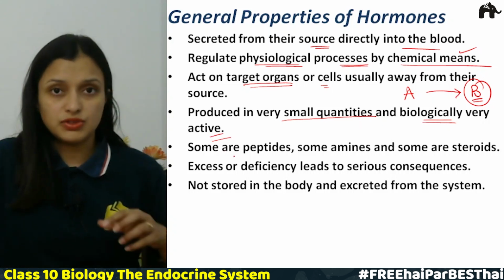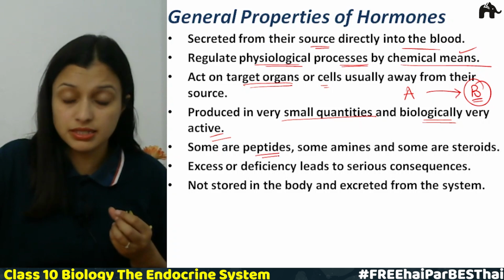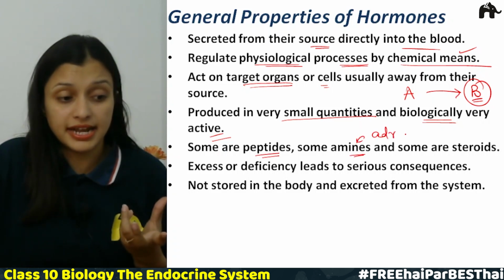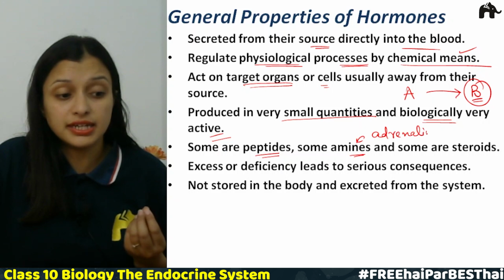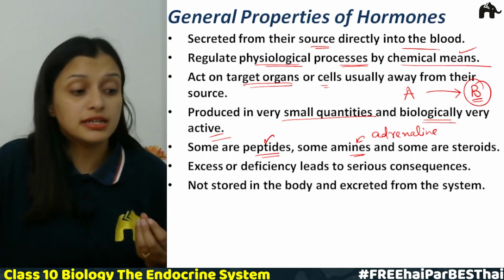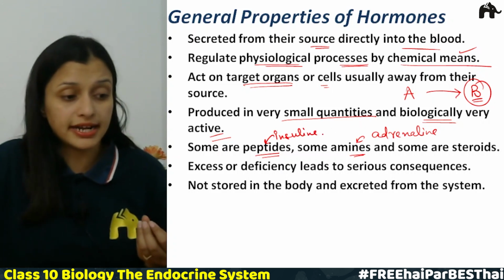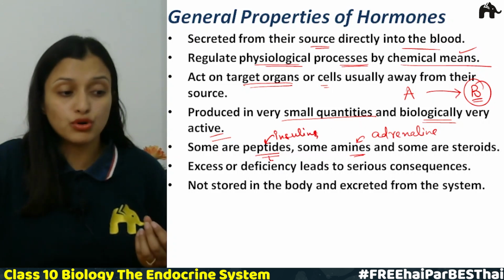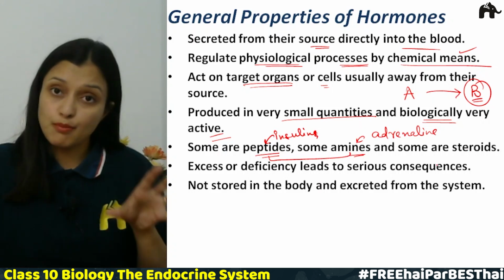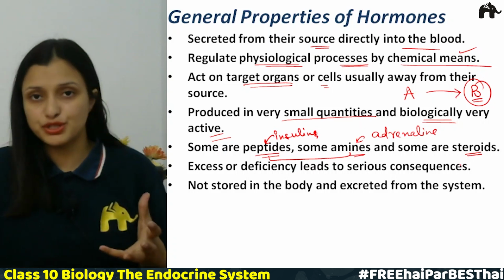Then there are some hormones which are peptides. Some are amines, for example adrenaline, a hormone which is basically an amine. There is a hormone called insulin which is a protein. Both of these are water soluble. Then some of the hormones are steroids, and these are lipid soluble.